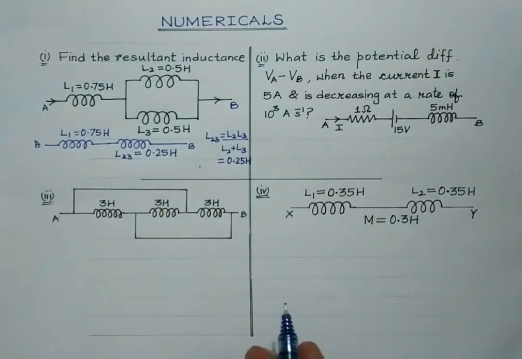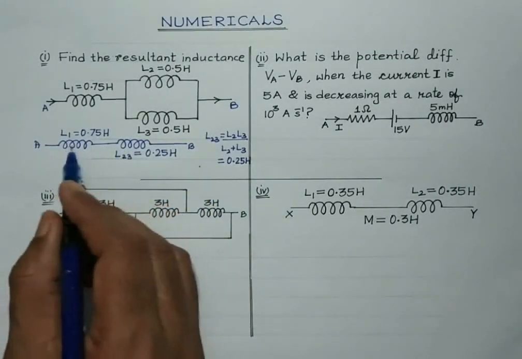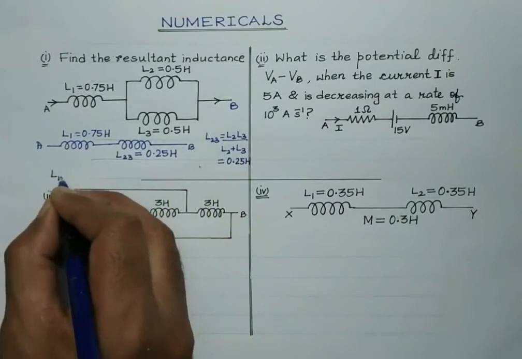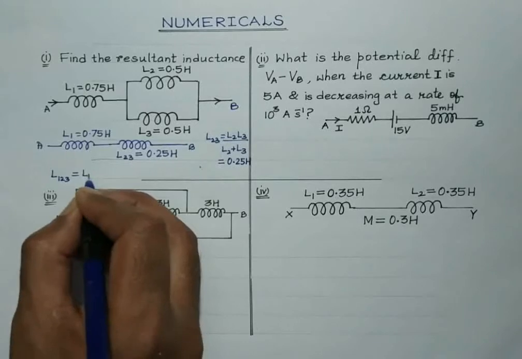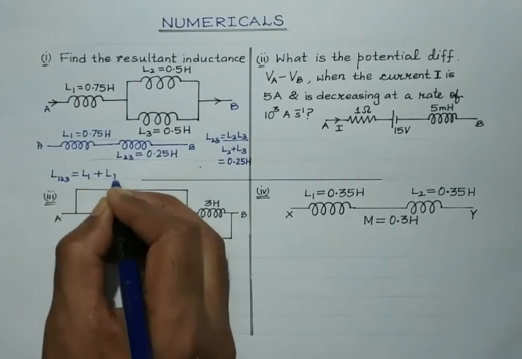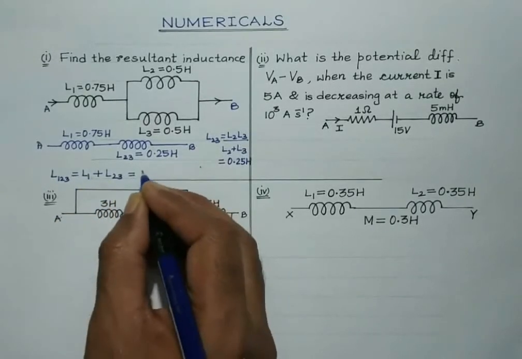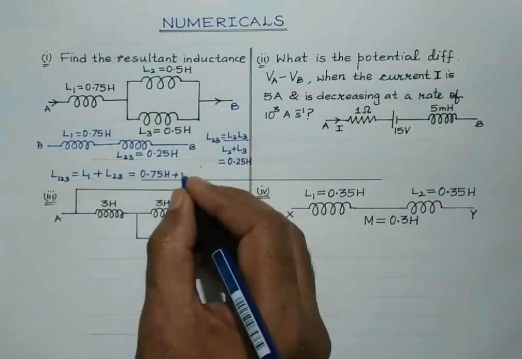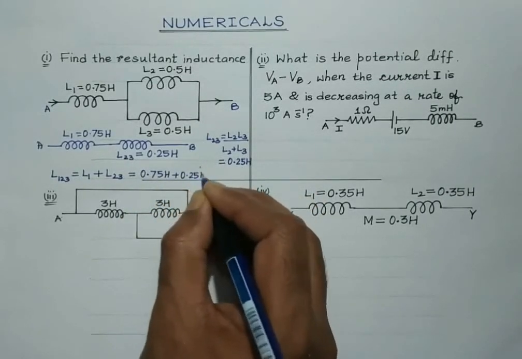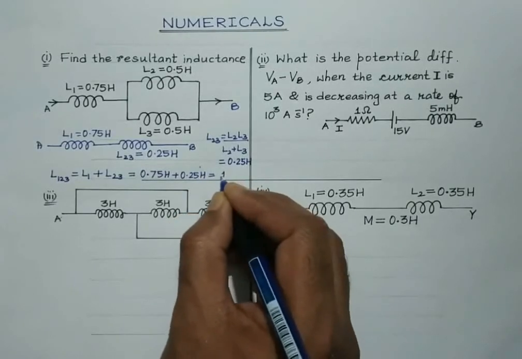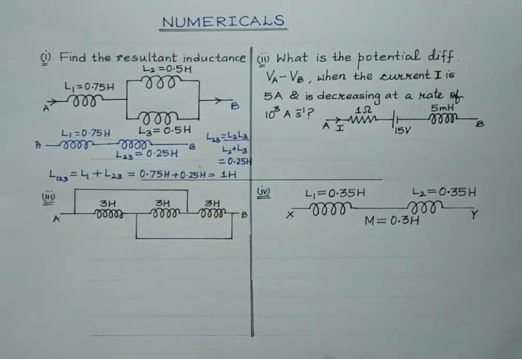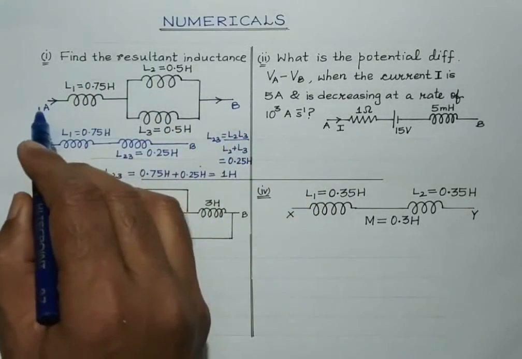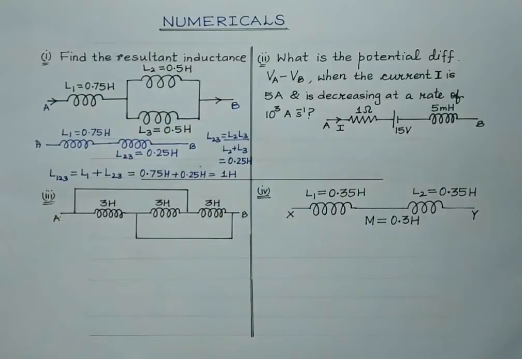Right? Now there is no doubt that these two are connected in series. Therefore, in series, the resultant will simply be given by L1 plus L23. So, we get 0.75 Henry plus 0.25 Henry, which will give us 1 Henry. So, the effective inductance of the mixed grouping between the points A and B is 1 Henry. Right?